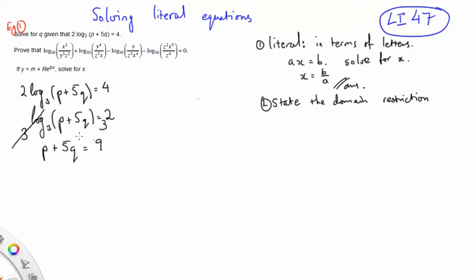Another way is to just rewrite it like this. So it's like that to the power of that gives you that. So 3 squared equals that. Same thing. Now we need to solve for q. How are we going to solve for q? Well, we're going to subtract p from both sides. So we get 9 minus p. And finally, we're going to divide both sides by 5. So we get 9 minus p on 5.